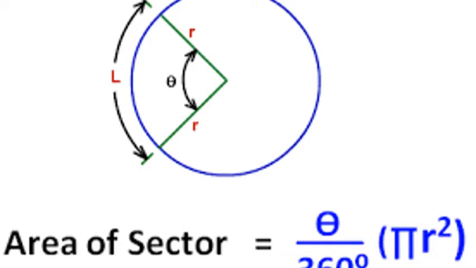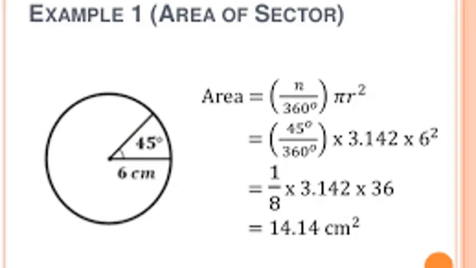Now for area of a sector, it's very similar. You're looking for a piece of the area. So it's the area formula and the fraction of theta over 360. In this example, we have 45 over 360, and then our radius is 6. Plug it in, use a calculator to clean it up.